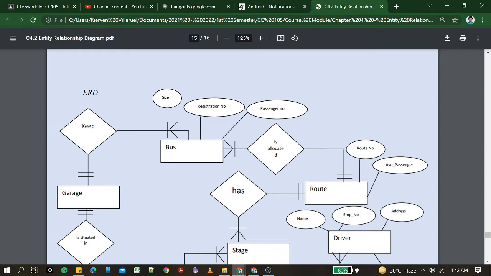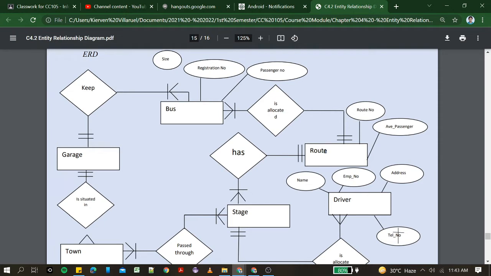Katulad ng biyahe sa Bendia, papuntang Lucena, hindi lang naman iisang jackliner ang babiyahe doon, di ba? Sunod-sunod yun according to the time na meron yung biyahe. At dito yung entities, attributes ng route. We have the route number and then the average passenger. Then, after that, the one route has one or more stage, di ba?